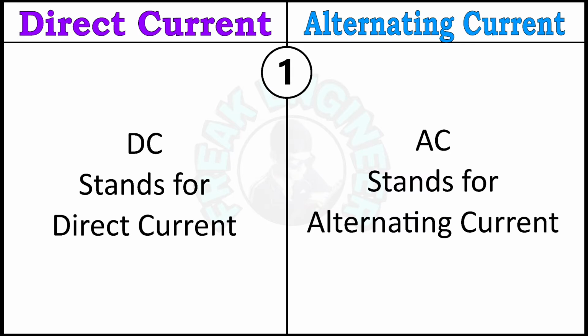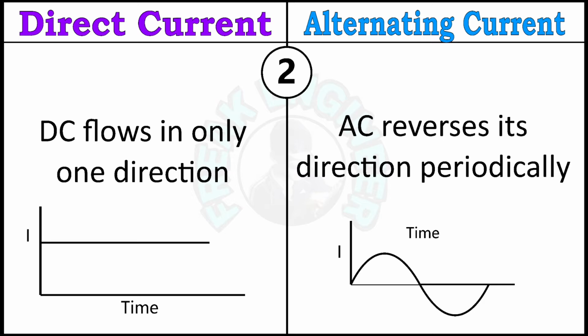Hi, this video is about 20 differences between direct current and alternating current. So let's start with the most basic one. Number 1. DC stands for direct current and AC stands for alternating current. Number 2. DC flows in only one direction and AC reverses its direction periodically.